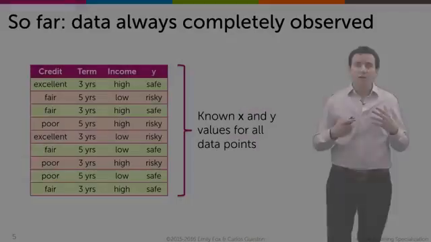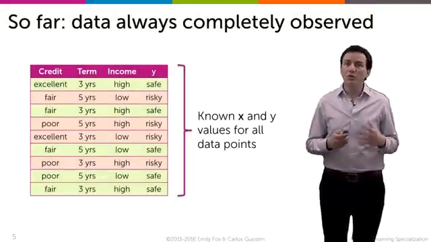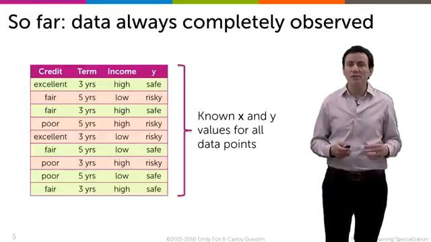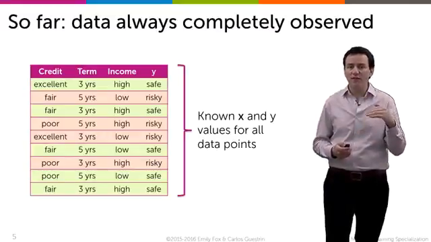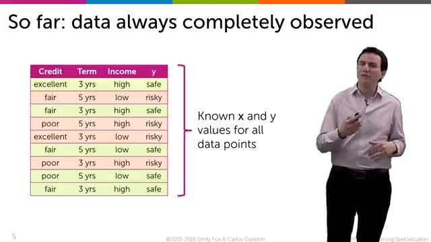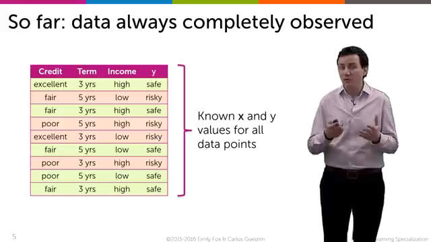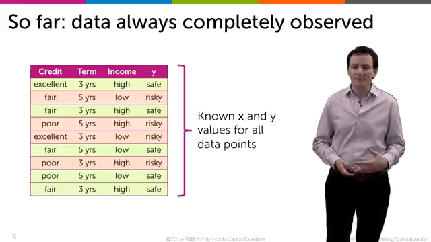As we discussed thus far, we've assumed that all of the data was fully observed. So nothing was missing. For every row of the data, for every feature we observed, for example, if the credit was excellent, fair or poor, if the term of the loan was 3 years or 5 years, if the income was high or low. And we observed the output, of course, safe or risky.